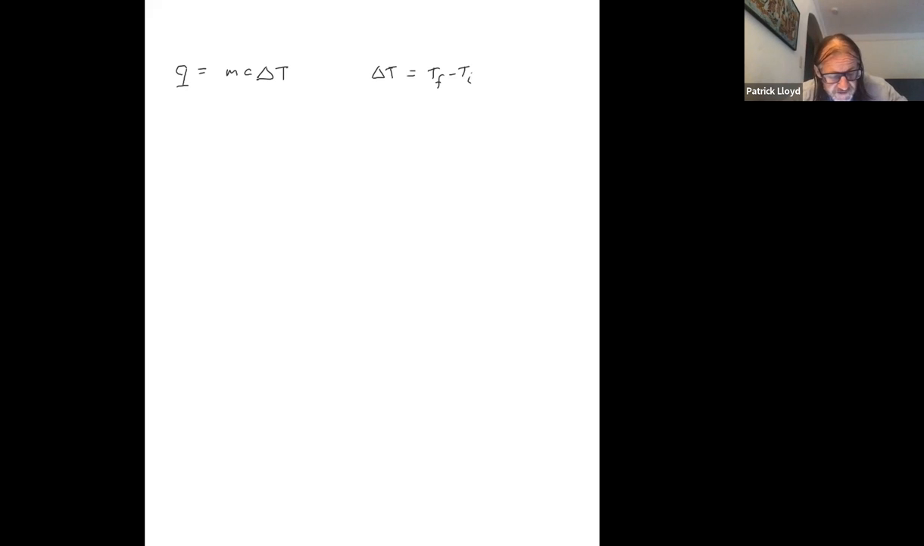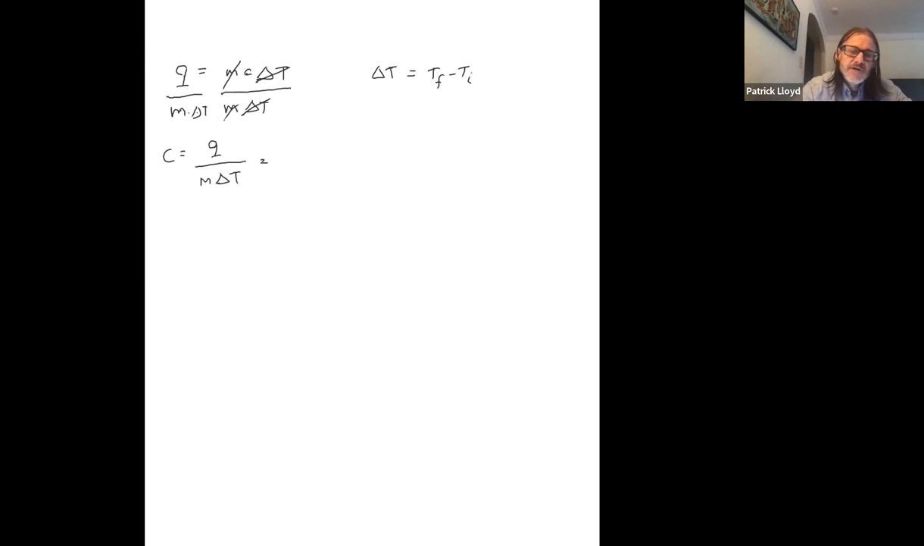So we want to know the specific heat capacity. So we divide both sides by M. And we divide both sides by delta T. And you get heat over mass delta T is equal to C. So I'll rewrite it down here. C is Q for heat over M delta T.